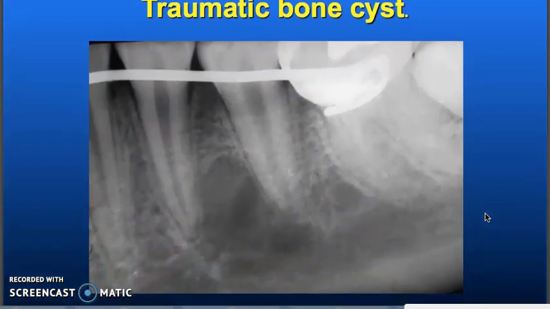So here's an example of a traumatic bone cyst, this radiolucent area in here. And again, you'd have to have an x-ray to see this. So this is what shows up on panorexes and things like that, that the patient may have like every 5 years.